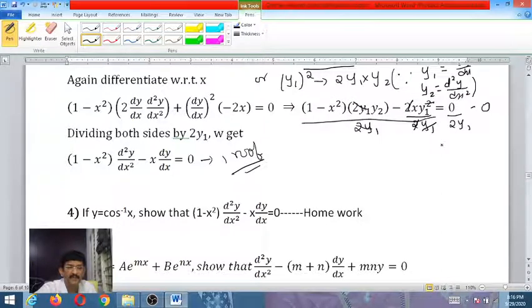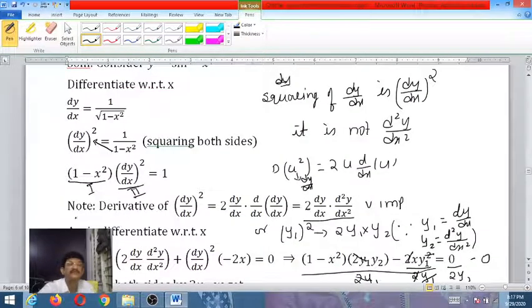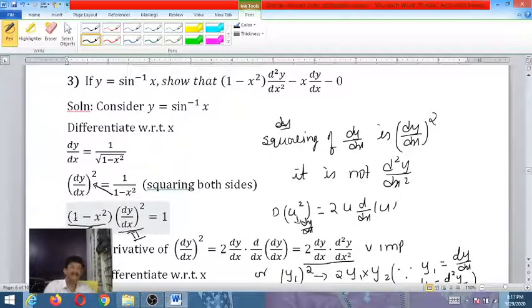Second problem, very similar to the last problem, is homework. Look at here, very similar. How is it similar? Come to this one here. Instead of sine inverse x, you have cos inverse x. What is the derivative of cos inverse x? It is minus 1 by root of 1 minus x square. If you square on both sides, this minus 1 becomes plus 1. The rest is as usual, right?